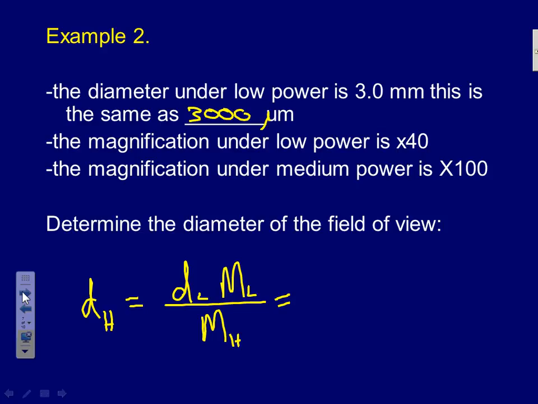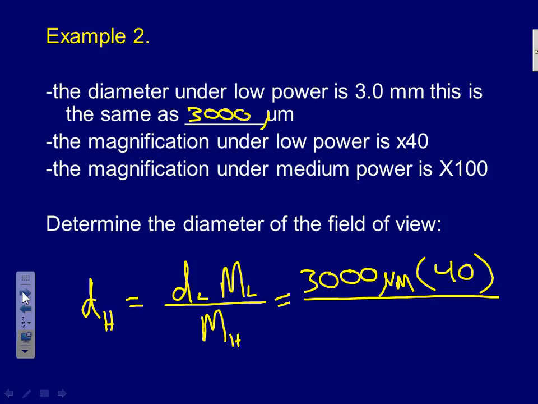What's the diameter of the low power objective? Diameter under low power is 3 millimeters. We want to write it as 3,000 micrometers. Magnification under low: 40.